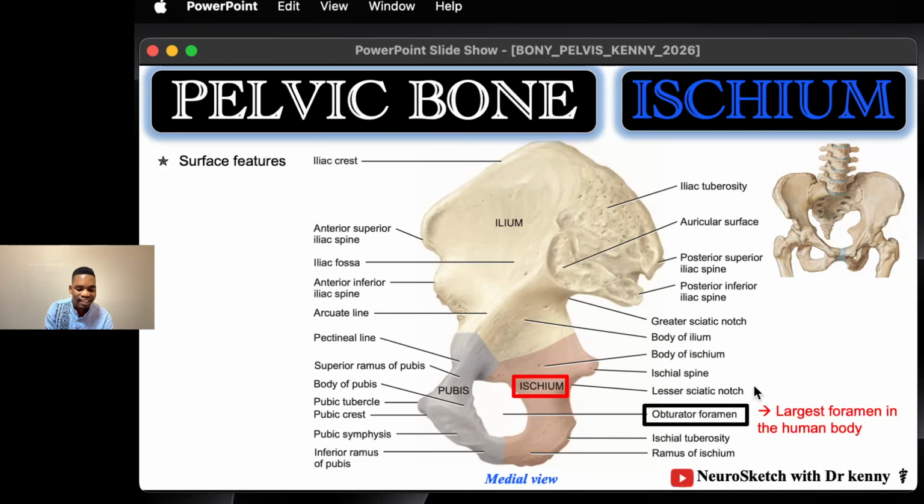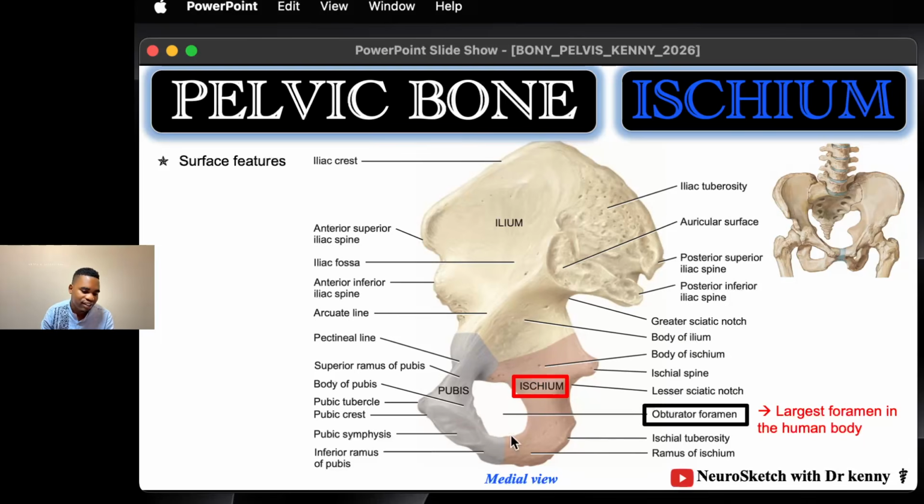The lesser sciatic notch. We have seen the greater sciatic notch on the ilium, but the lesser sciatic notch is actually found in the ischium, or ischial bone. Okay, we have two sciatic notches, the greater sciatic notch and the lesser sciatic notch, and notches mean just a depression. They will later be converted by ligaments. The ligaments will pass here to convert this notch into a foramen. They also convert this notch into a foramen.